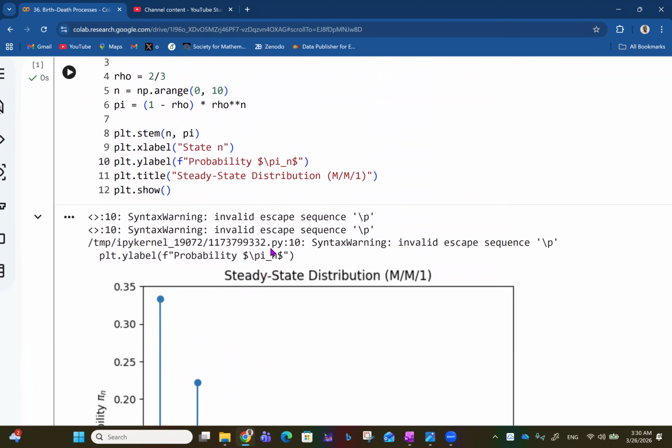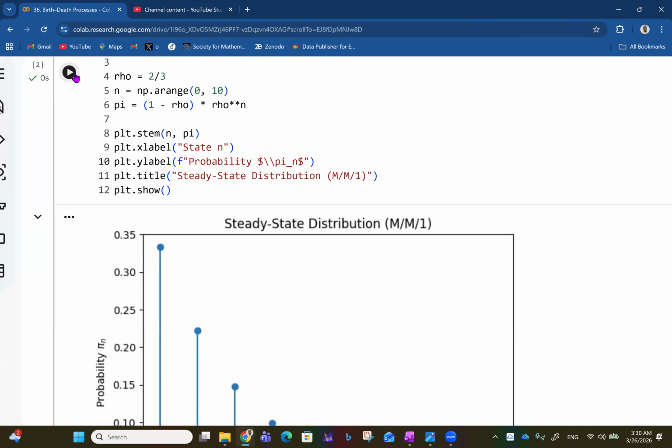So the pi n came out, but I think there's something we need to do with F strings. Do I remember what F strings should look like? Yeah. Invalid escape. Am I trying to escape? What if we do double? Does it solve the problem? Yes, it does. Excellent. Yeah, that works perfectly now.